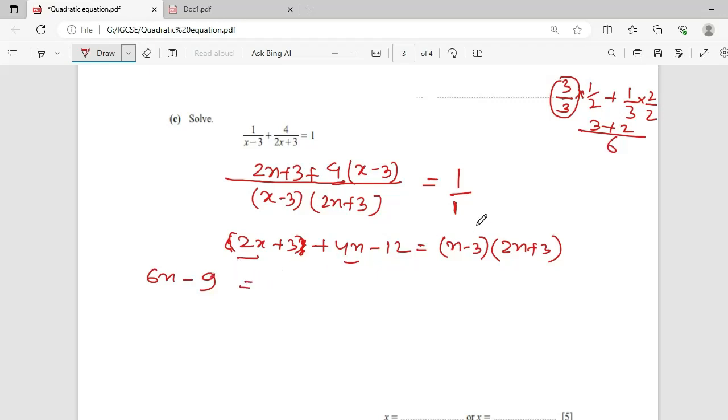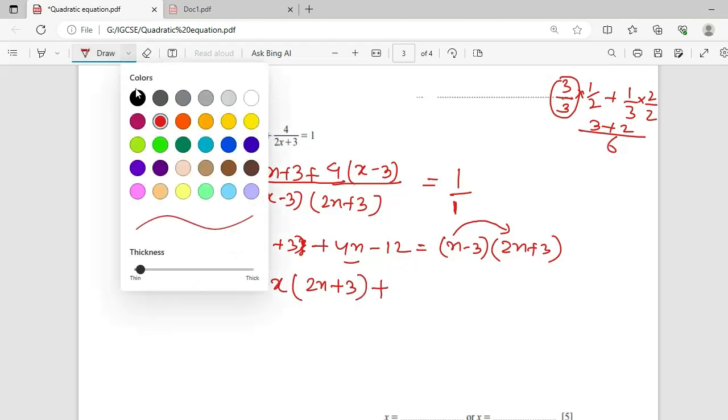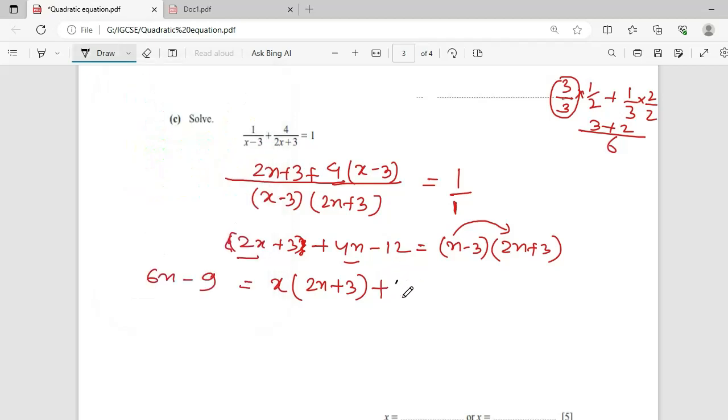Now I have to multiply this whole term, x, with 2x plus 3, plus minus 3. If you see here, minus 3 is going to multiply with 2x plus 3. The second term will multiply with the whole thing. I took plus. If you want, you can just open the bracket and write minus 3, but I am just taking it in order to avoid any confusion.